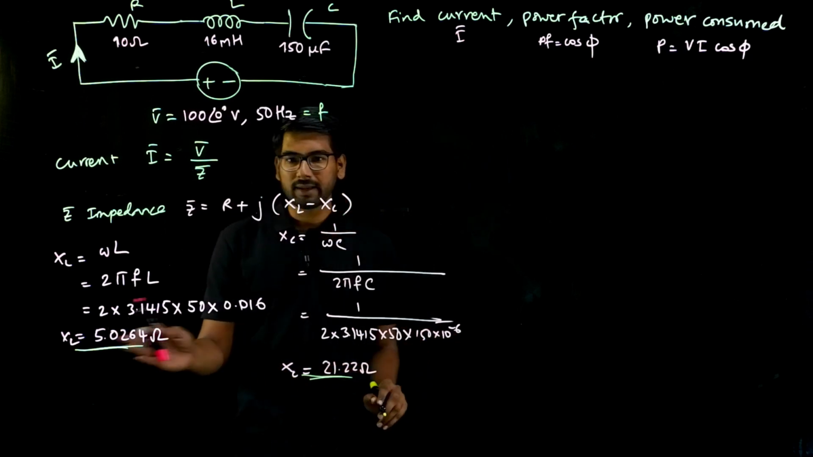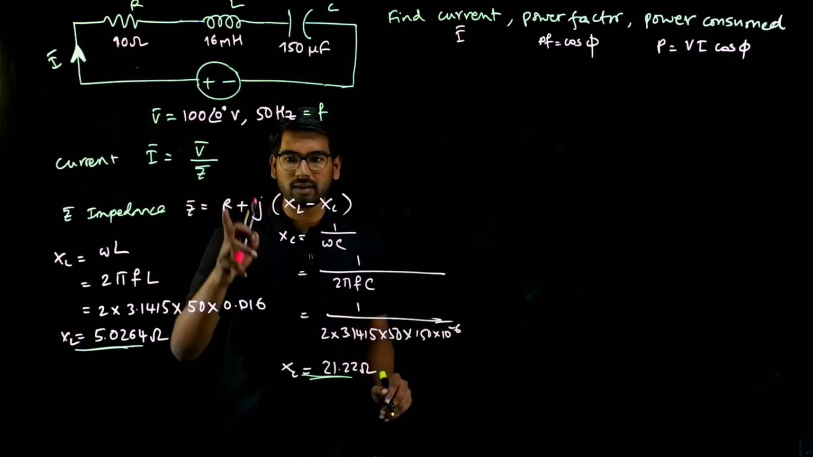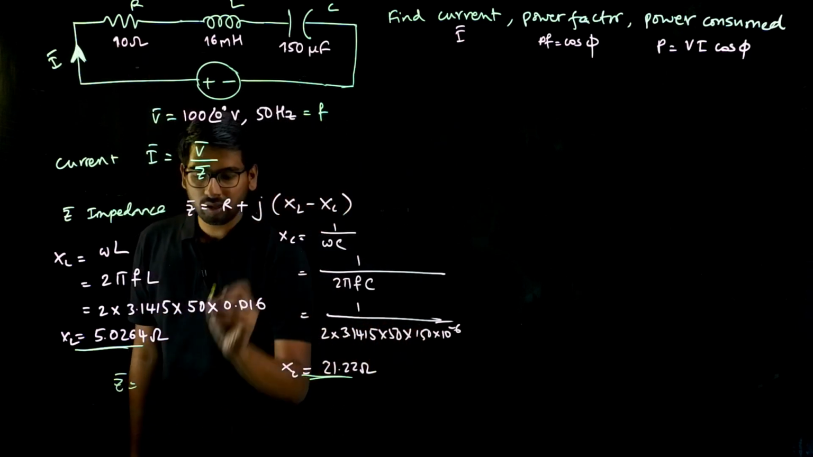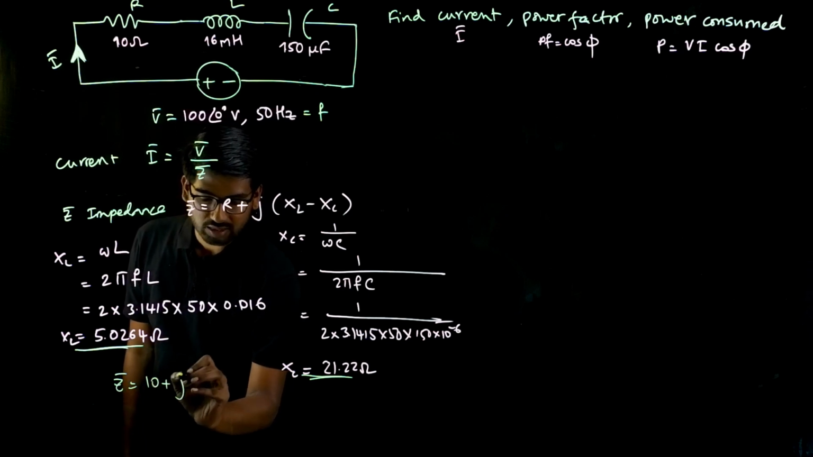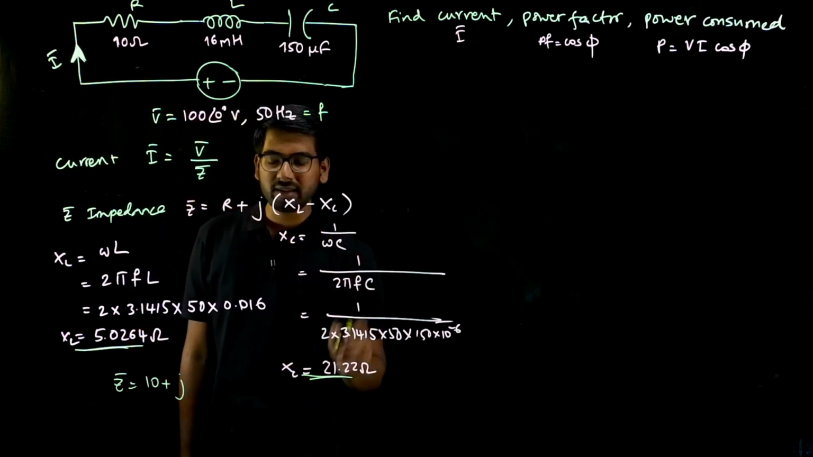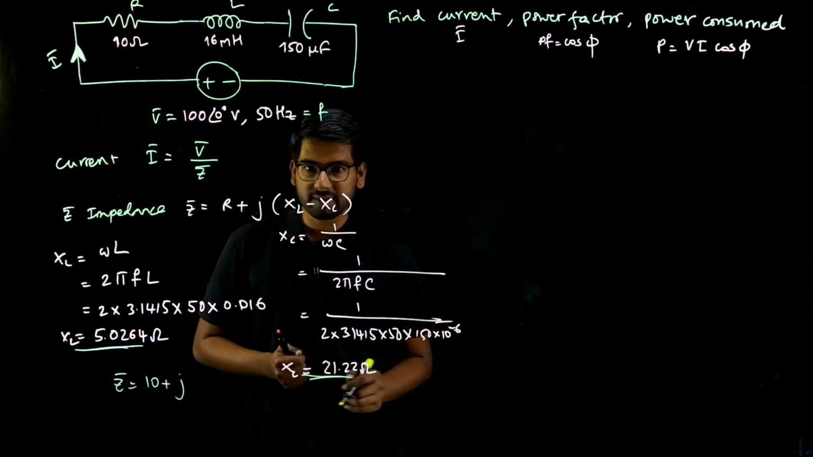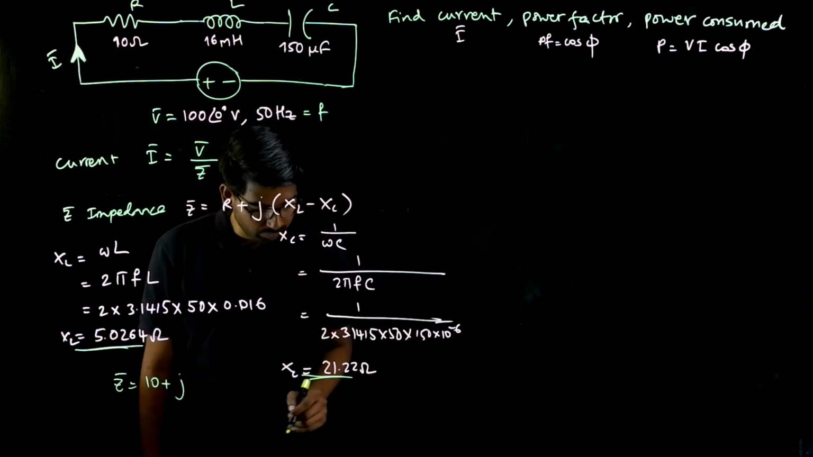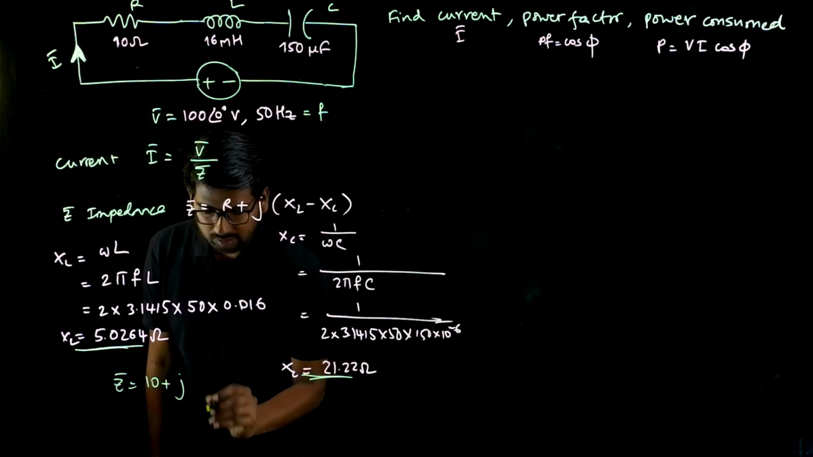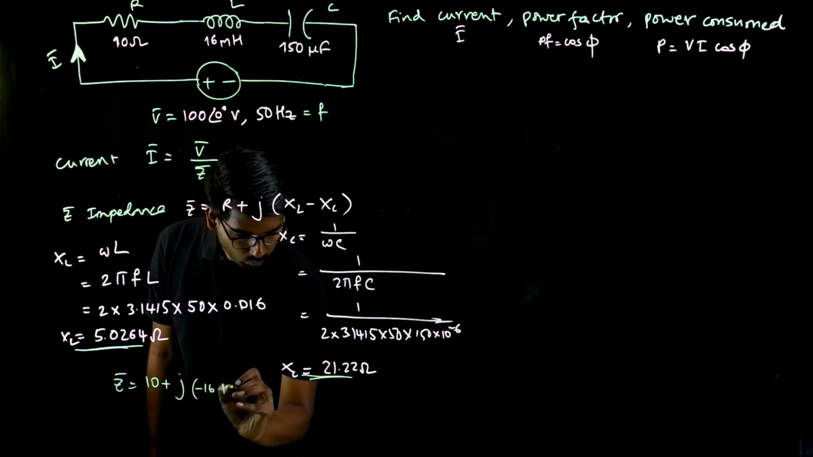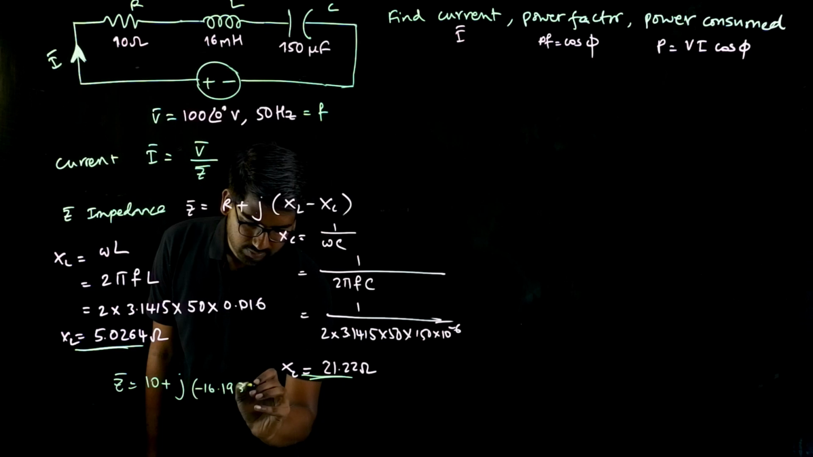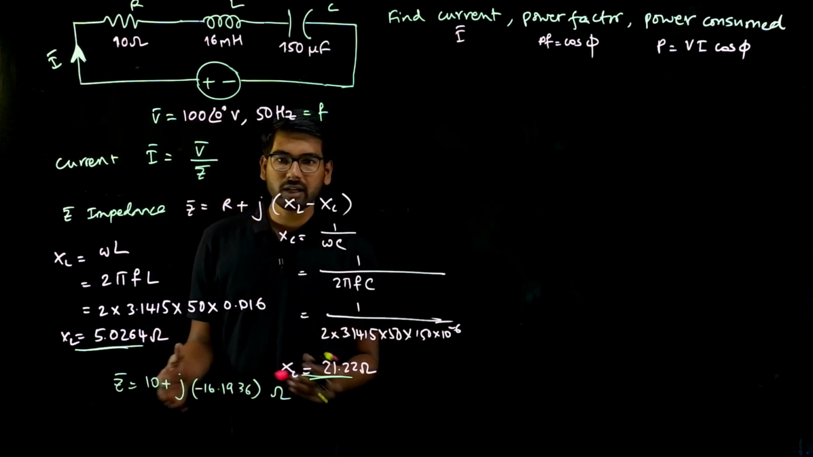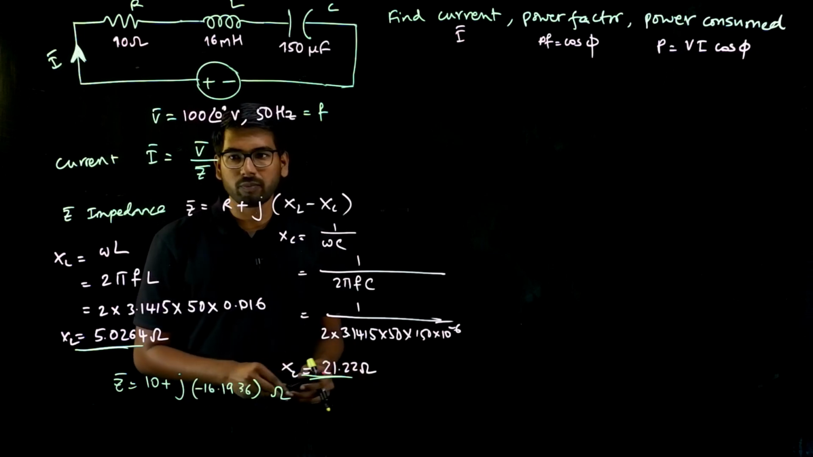Now that we found XL and XC, and we already know R is 10, what is Z bar? Z bar is R, 10, plus J into XL minus XC. XL minus XC, 5.026 minus 21.22, will give us minus 16.1936 ohms. Okay, so this Z bar is in rectangular form, A plus JB form.